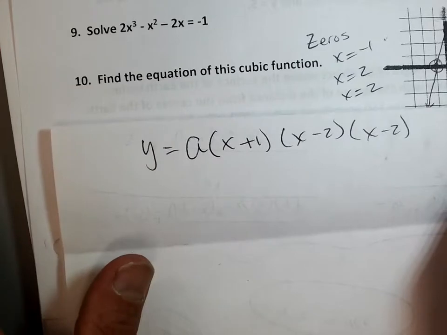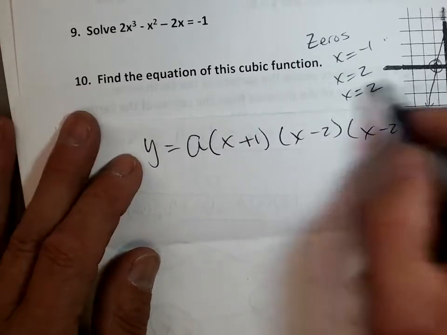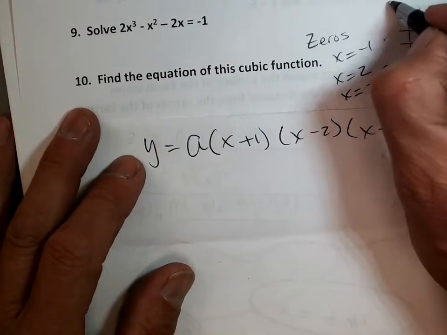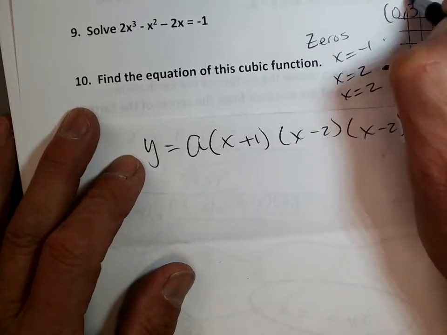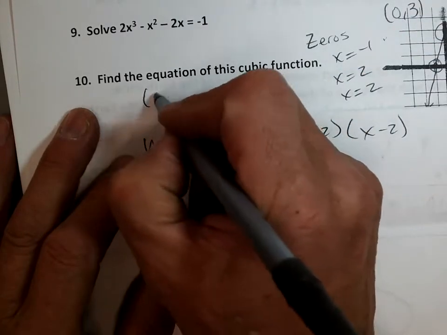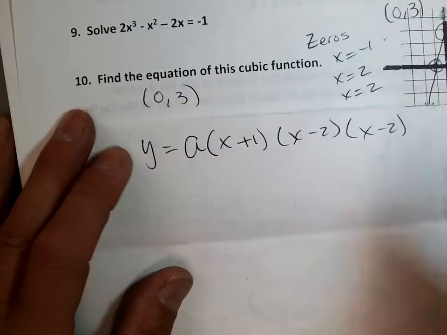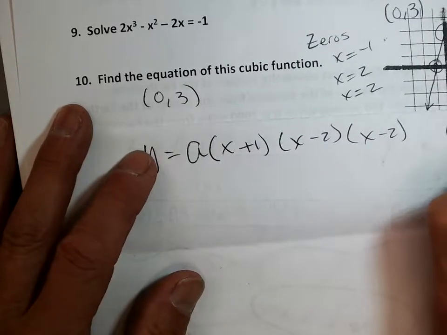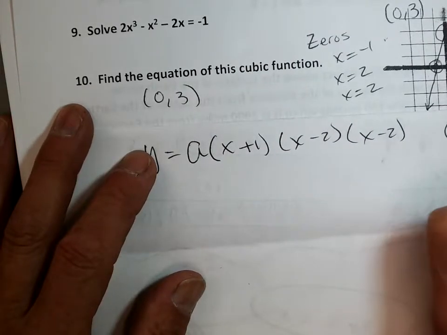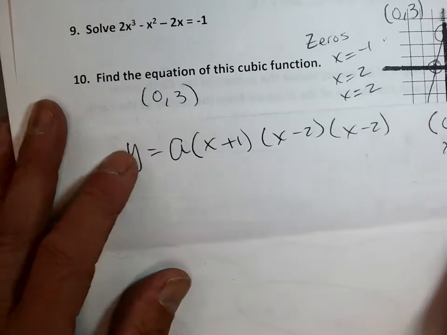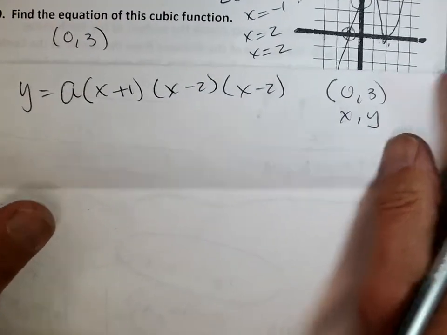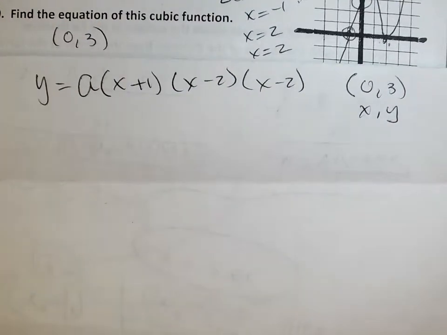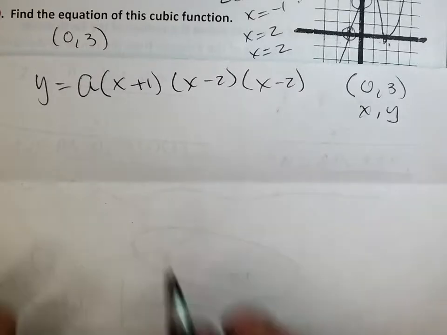So I need another point besides these. My other point is this point here at 0, 3. So I've got my point at 0, 3, which has an x and a y value, right? X, y. So I'm going to plug in 0 for all my x's. I'll plug in 3 for my y, and I'll find the value of a. It's really not that bad, is it?